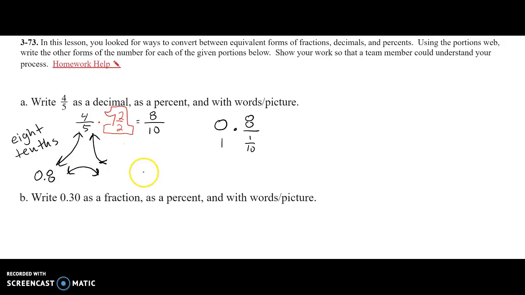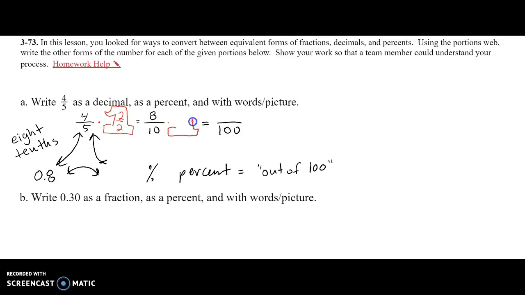And now if I can get this out of 100, I know that all percentages, all percents, the word percent literally means out of 100. So if I can turn this fraction into hundredths, then I'll be in business. Turns out I can. Use the giant 1 again and multiply this by 10/10 will get me hundredths. Trade in my 8/10 for 80 hundredths.